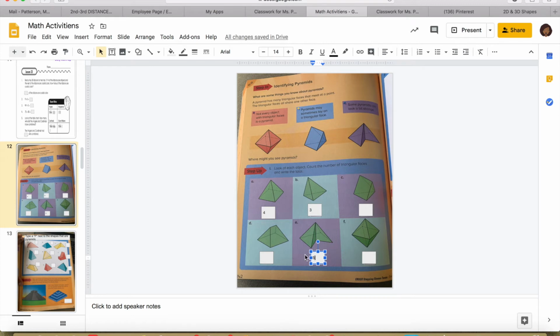So I just want you guys to try your best. I know some of these are kind of confusing, because with that one, the longer you stare at it, the more faces you see. So just try your best on those.